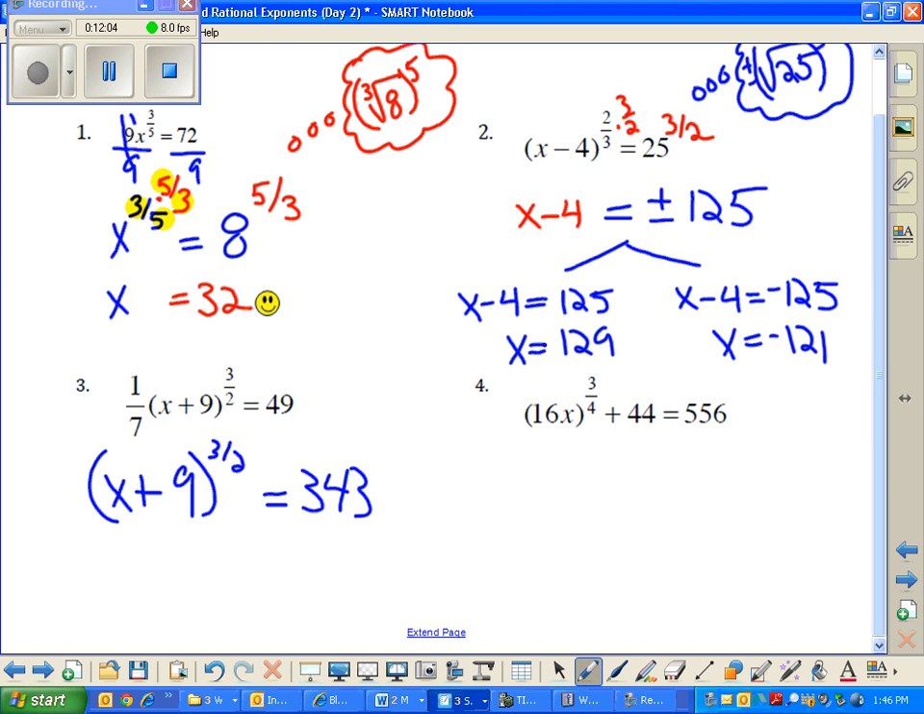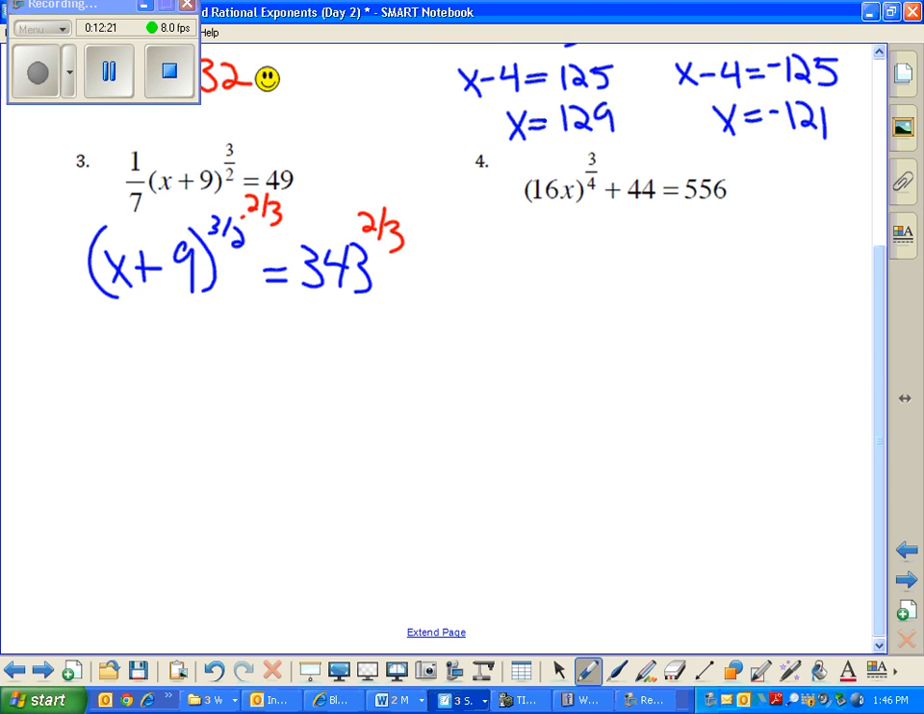All right. So that's how you isolate that base with a rational exponent. Okay, now I need to get rid of that 3/2 power. So I'm going to raise both sides to the 2/3. What you do to one side, you have to do to the other. So right now I have x plus 9 raised to the 6/6 power. 6/6, that's just 1. So it's kind of like that exponent on the left side went away.